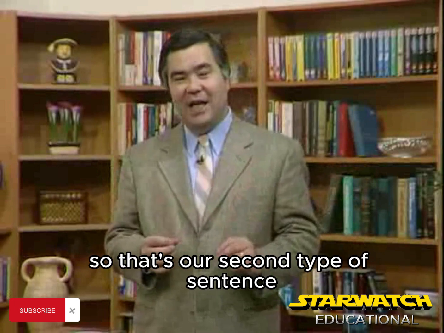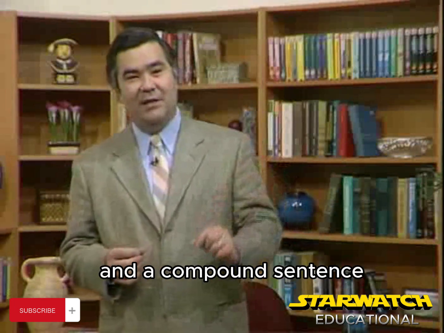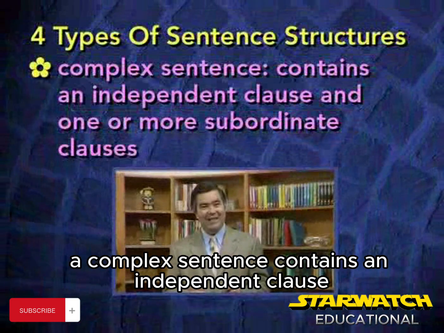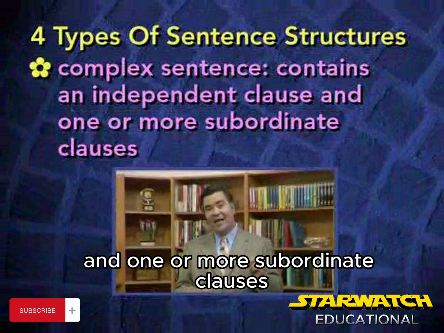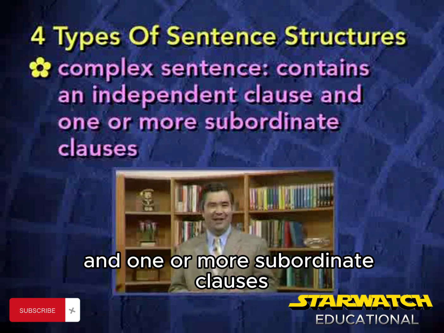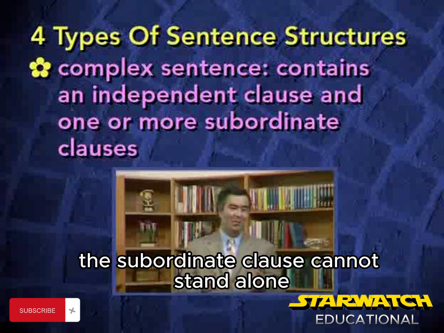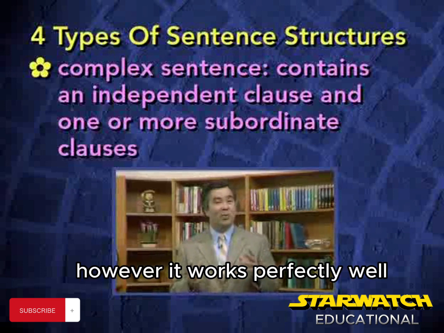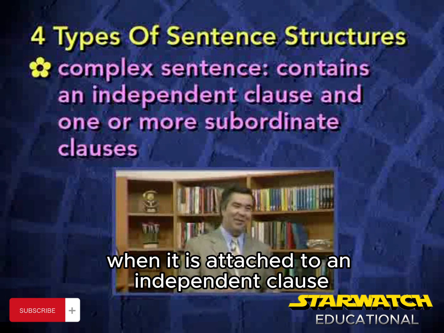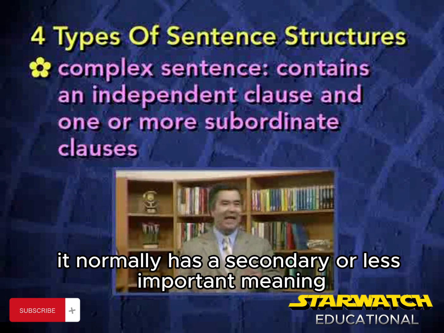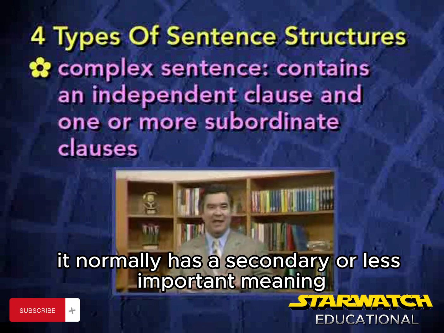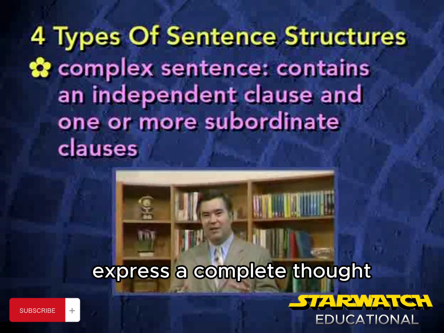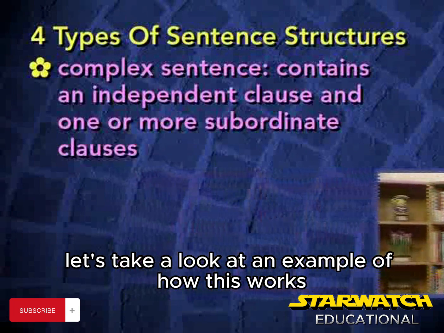So that's our second type of sentence, simple sentence and a compound sentence. Now for the third type. A complex sentence contains an independent clause and one or more subordinate clauses. Now remember, the subordinate clause cannot stand alone as a sentence. However, it works perfectly well when it is attached to an independent clause. It normally has a secondary or less important meaning, and it needs the independent clause in order to express a complete thought. Let's take a look at an example of how this works.